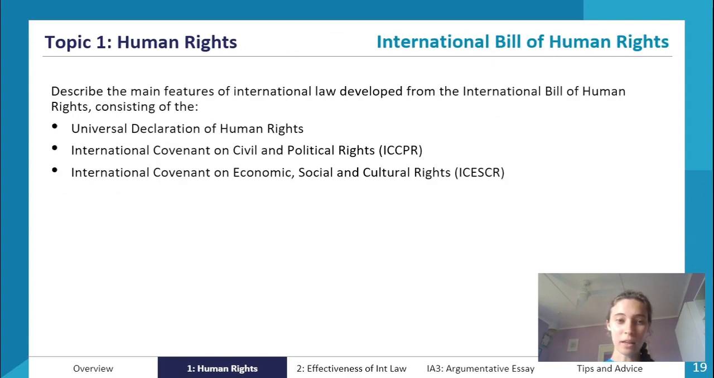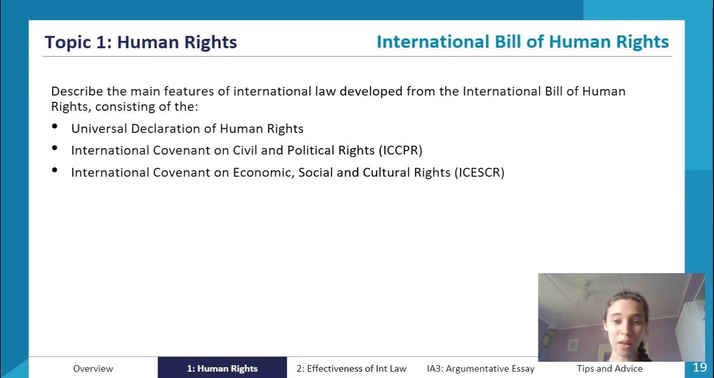So something that is directly from the syllabus that you'll need to be able to do is describe the main features of international law developed from the International Bill of Rights. And that consists of these three different parts. So we've got the Universal Declaration of Human Rights, the International Covenant on Civil and Political Rights, and the International Covenant on Economic, Social, and Cultural Rights.